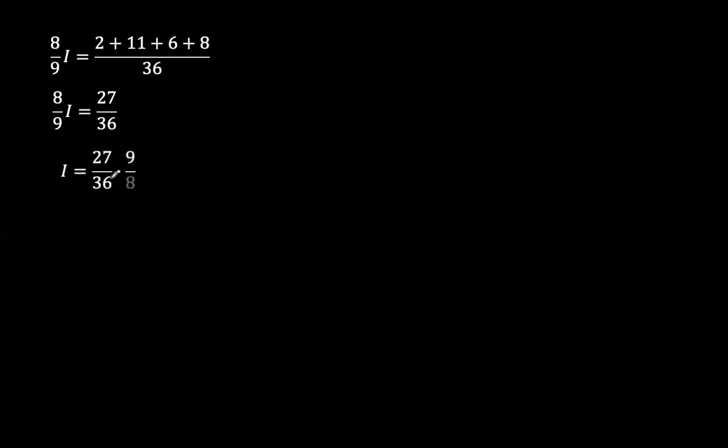So we get that 8 over 9 i is equal to 27 over 36. Now multiply both sides by 9 over 8. We have I equals 27 over 36 times 9 over 8. This goes to 4. And so I, which is our integral, is 27 over 4 times 1 over 8, which is now 27 over 32. And this is our final answer. So it's been quite a process.